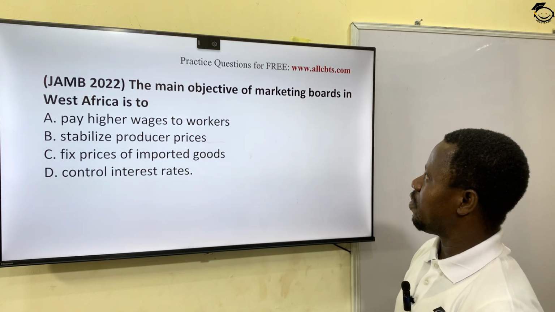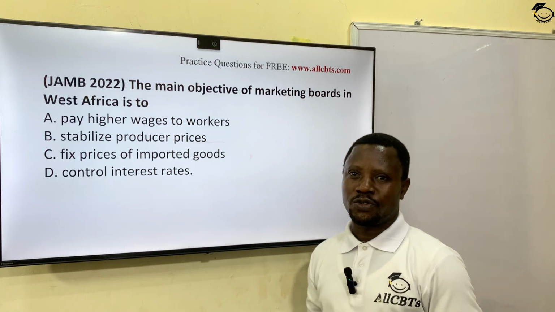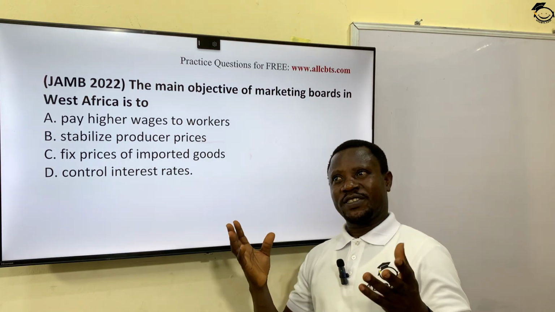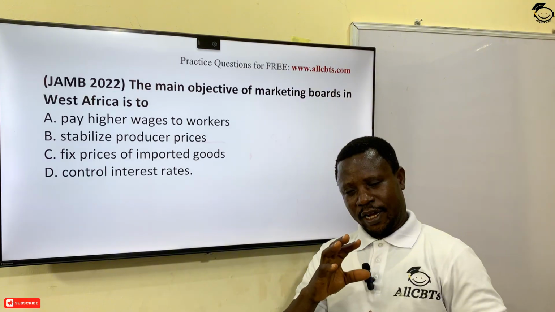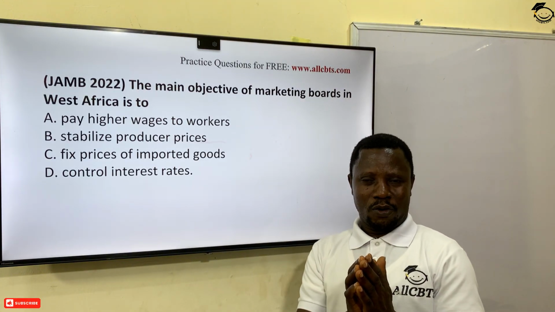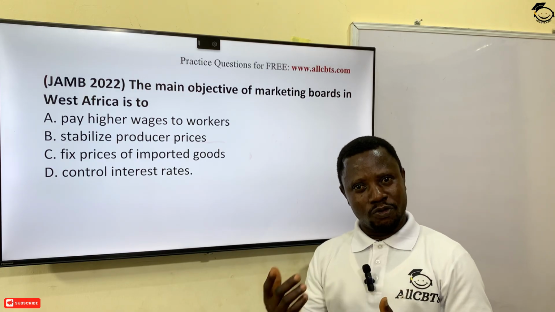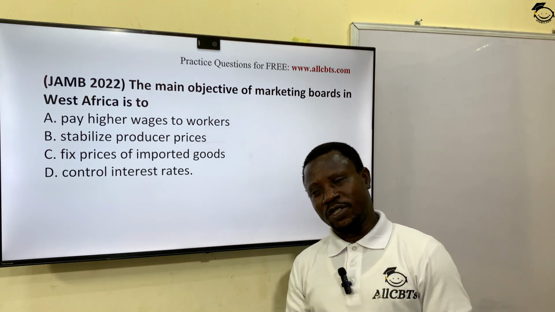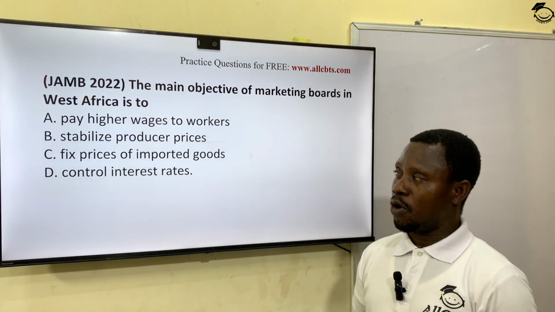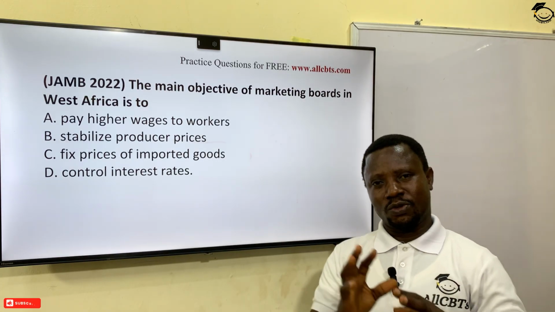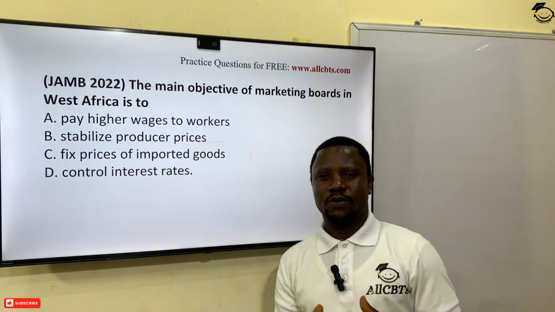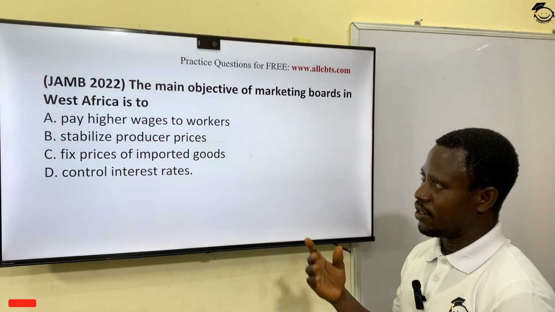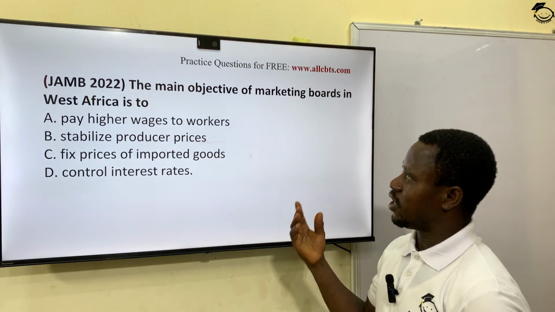The main objective of marketing boards in West Africa is to... Why was marketing board introduced? Basically, in West Africa, it is a platform to regulate price. We have marketing boards for cocoa, for palm produce, cotton, in those days when agriculture was a mainstay before the introduction of crude oil. Apart from trying to regulate the prices, it also helps to maintain the income of the farmers at that time.